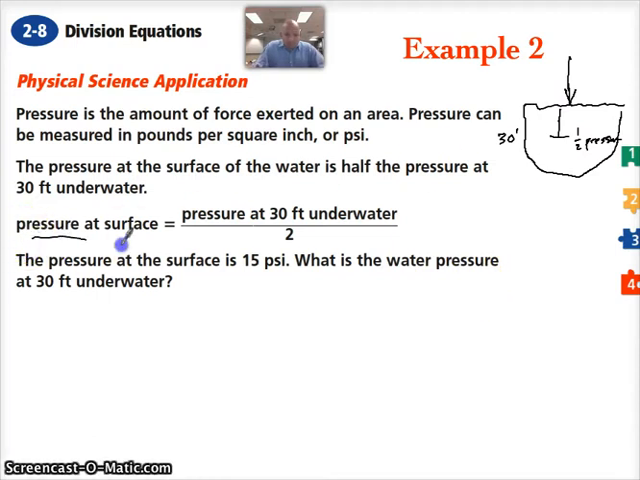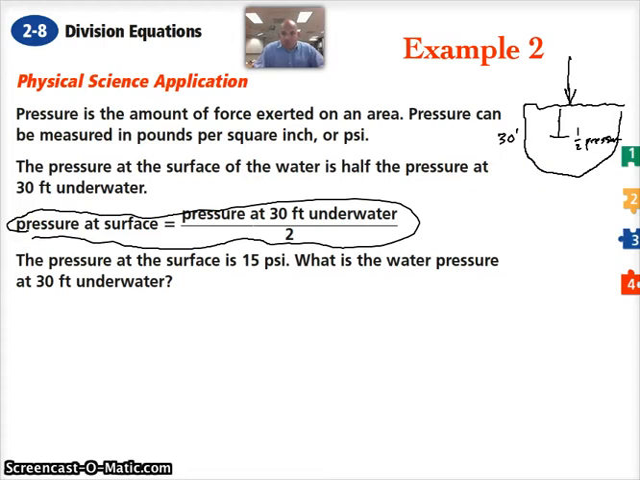They've given us this equation to help us with the problem solving. Let's go ahead and understand the problem. That's our first step, to understand the problem. Understanding the problem means we take a look at what they're asking for. They want, what's the water pressure at 30 feet underwater? So what they want is, eventually, the pressure that is underneath the water here.